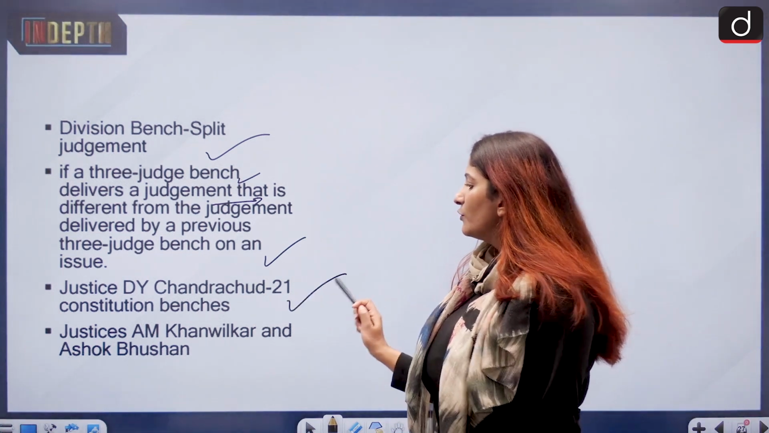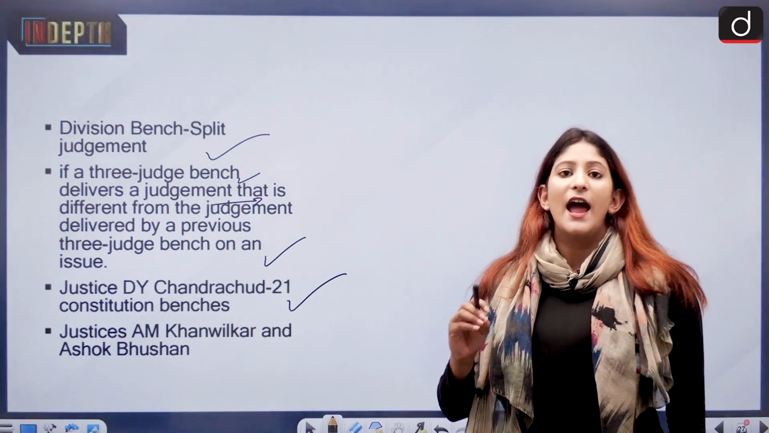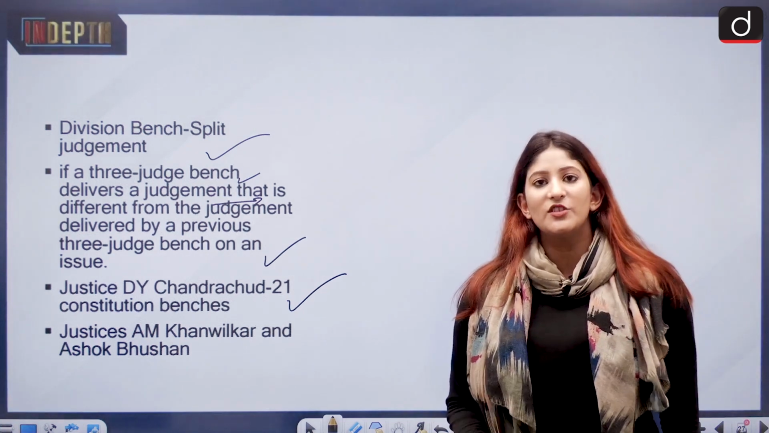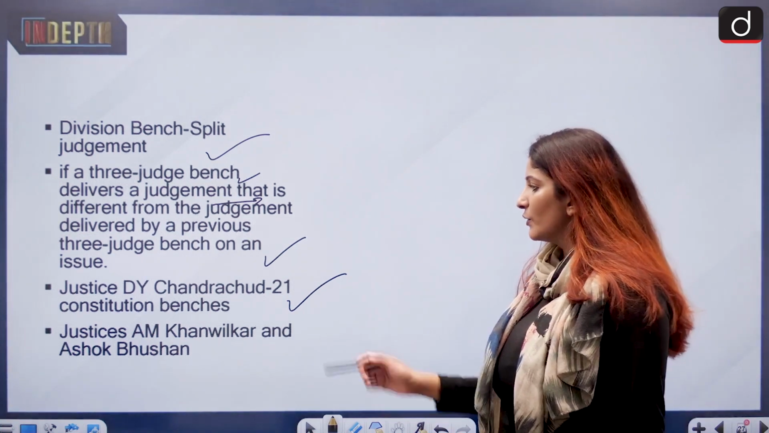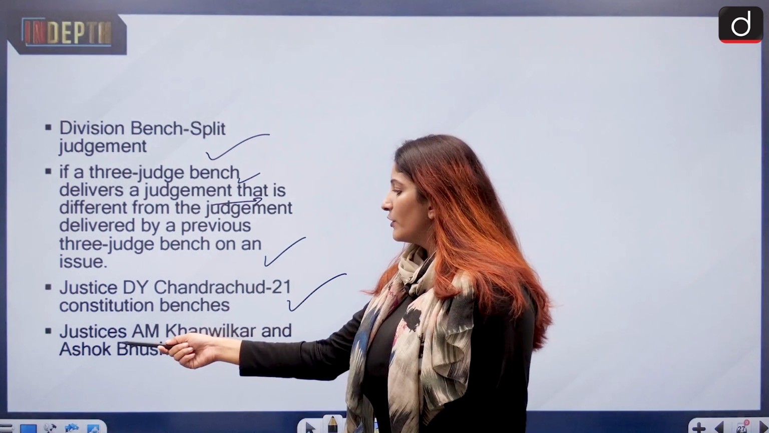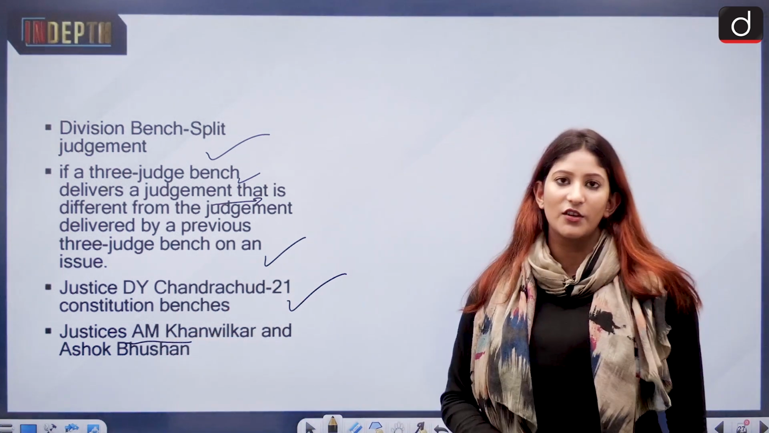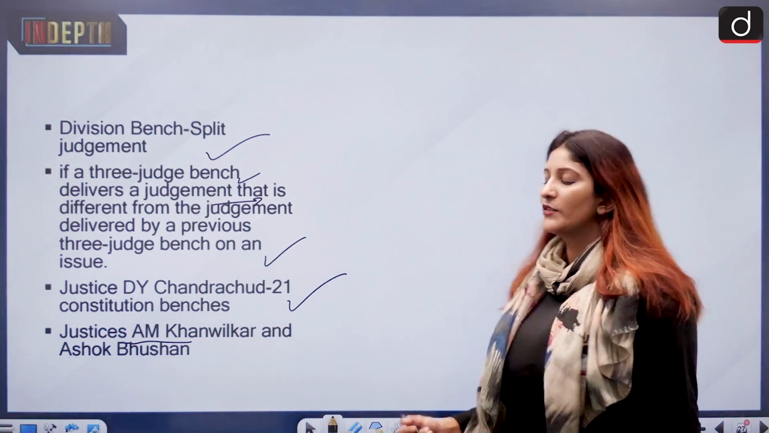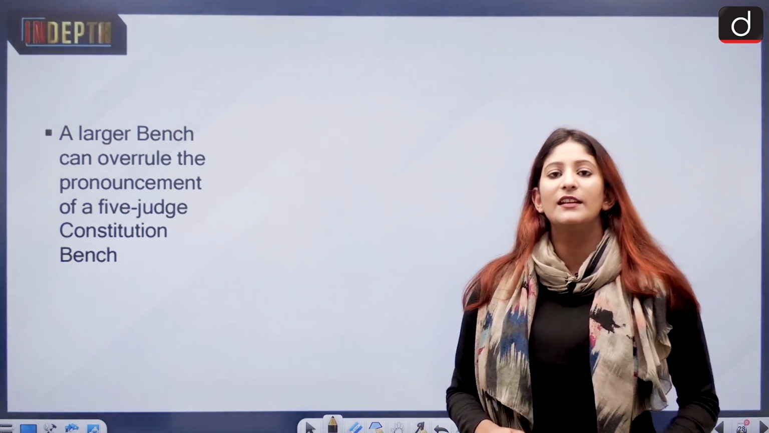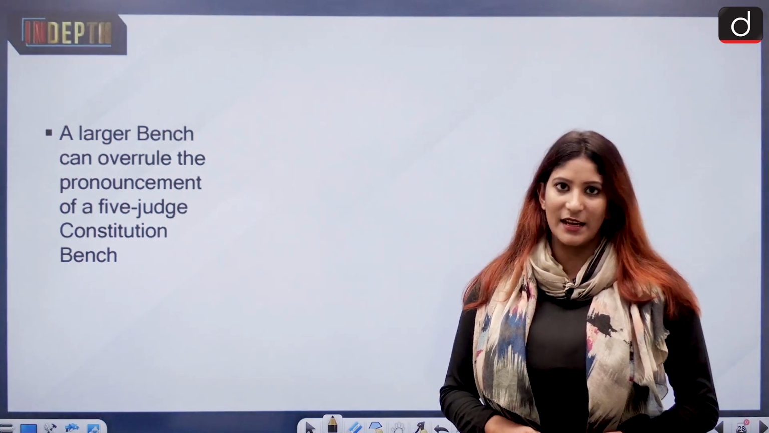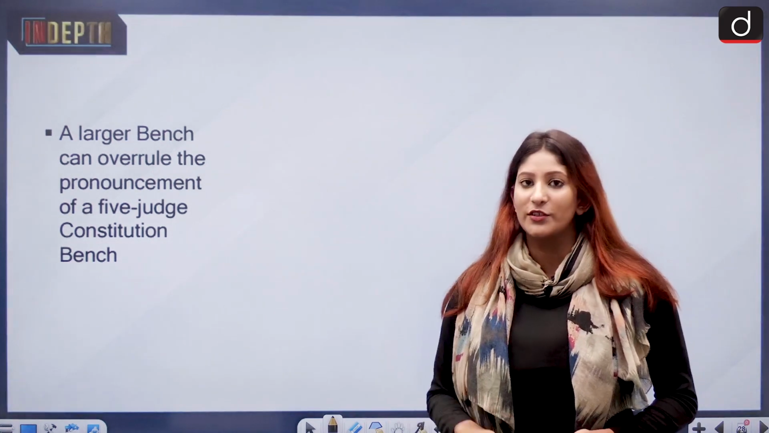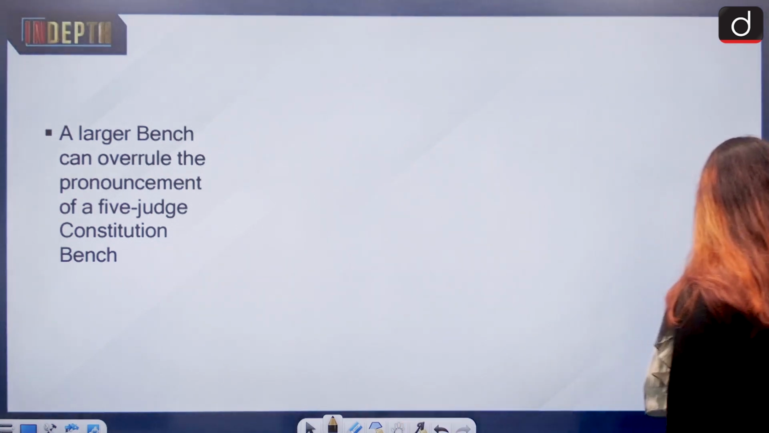And if we want to know which justice has been in the most number of constitution benches, it's the upcoming Chief Justice of India, Justice D.Y. Chandrachud. He has been in 21 constitution benches, followed by Justice A.M. Khanwilkar and then Justice Ashok Bhushan with 15 and 10 respectively. Now, another very important aspect is that even if a constitution bench decides a case and it is again challenged, then a larger bench can overrule the judgment. So all these are very important for you to know.